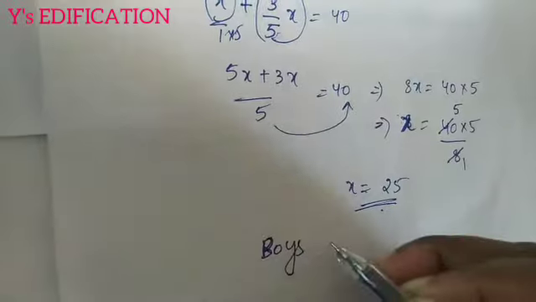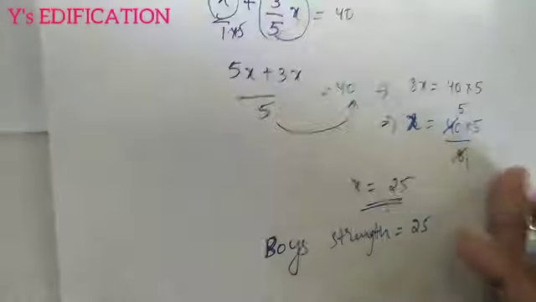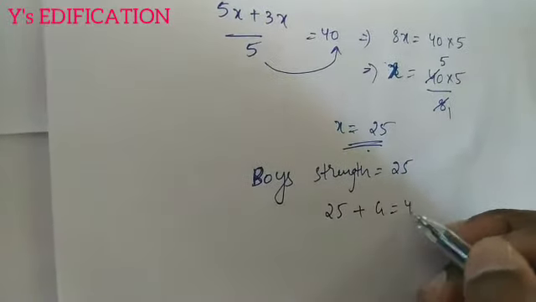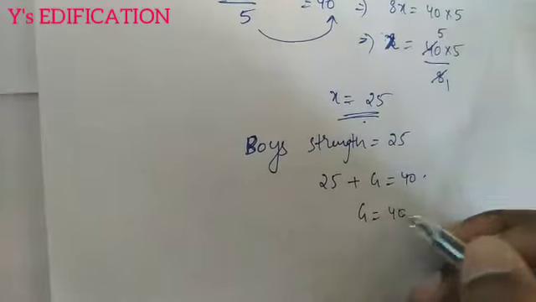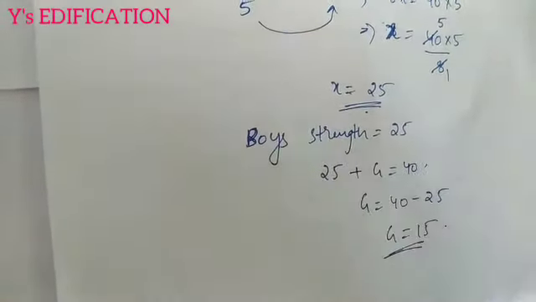Boys strength is equal to 25. What is the girl's strength? 25 plus girls is equal to 40, right? So what is the girl's strength? 40 minus 25. Girls are 15. Okay.